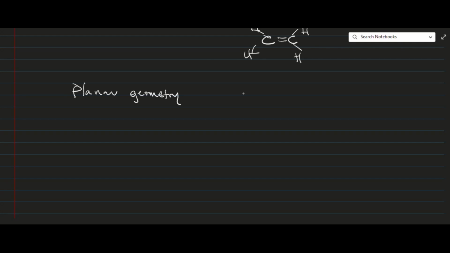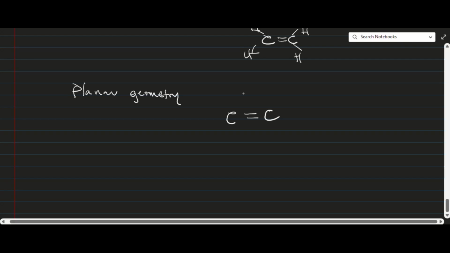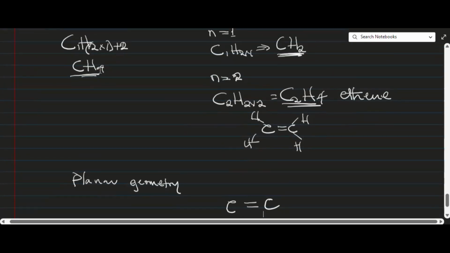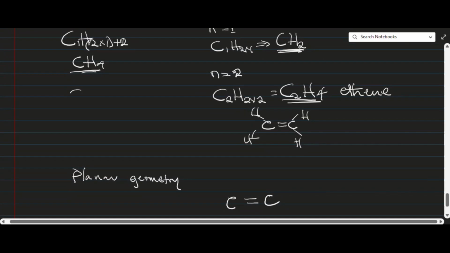When we say planar geometry, we are talking about the two carbon atoms involved in the double bond, and the atoms directly attached to them, which lie in a single plane. That is why we say they are planar. What about the hybridization? Remember, what is the hybridization for alkanes?